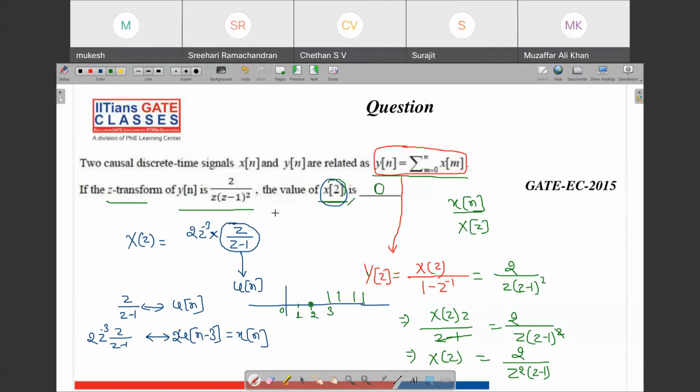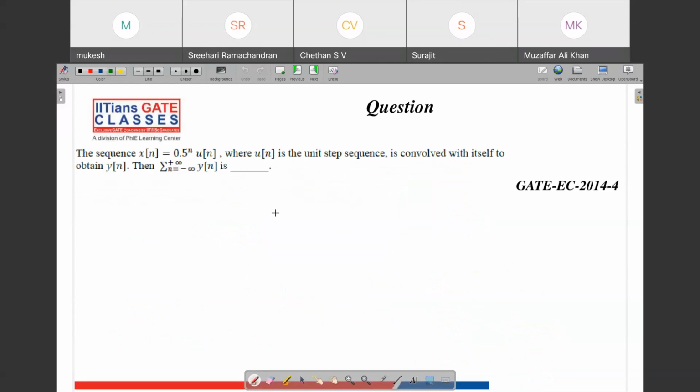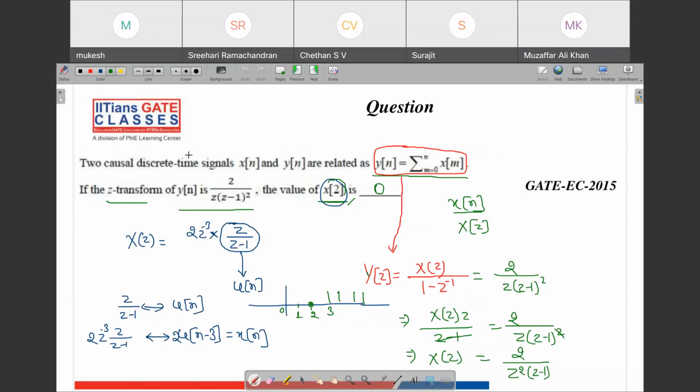Okay. We go to the next slide then. Okay, this is a very interesting problem. So we have a signal x of n, z minus 1. Sir, so 2 upon z square into z minus 1.